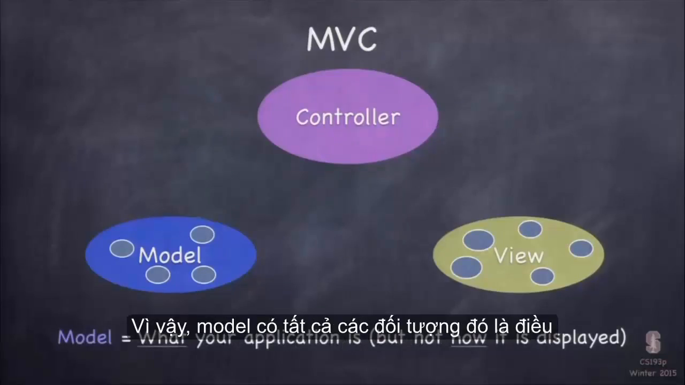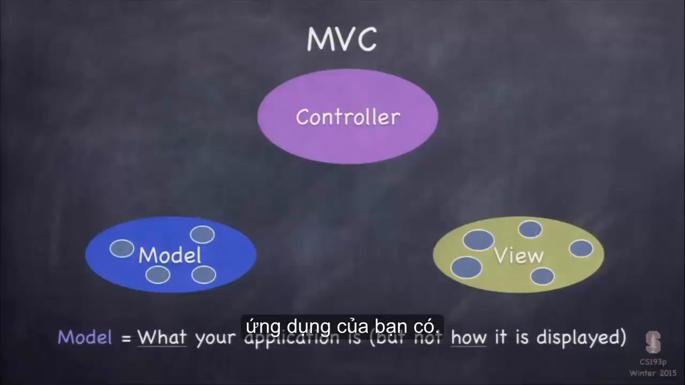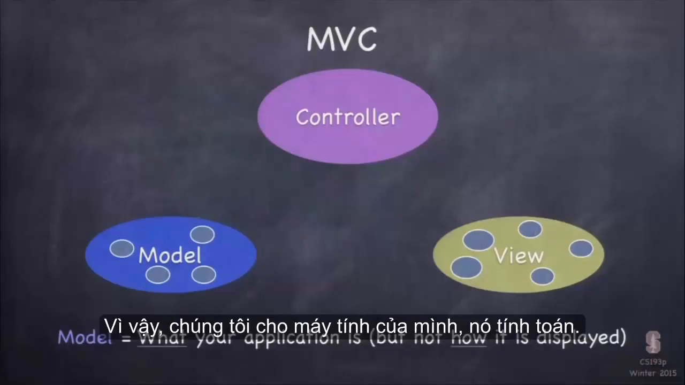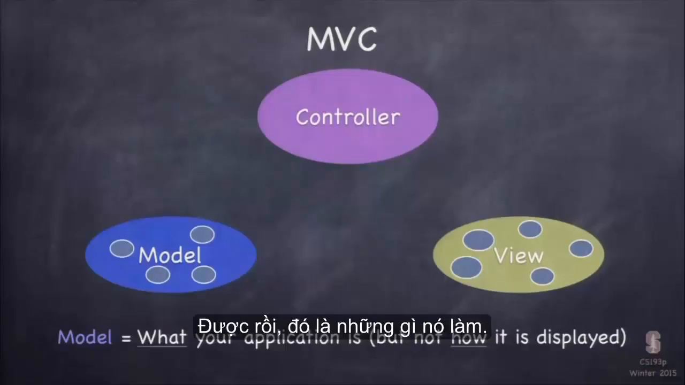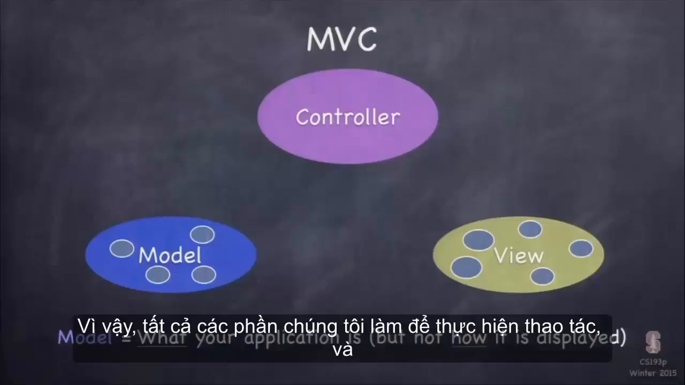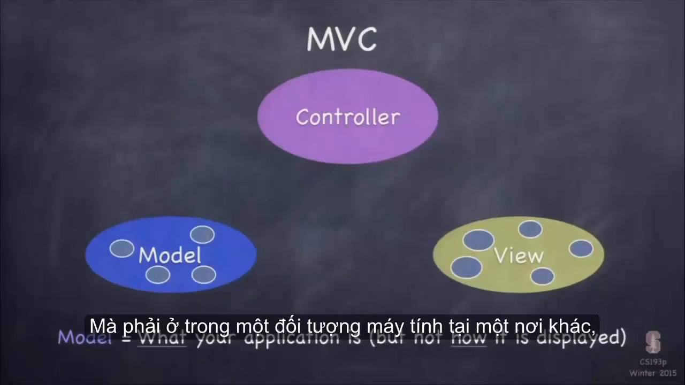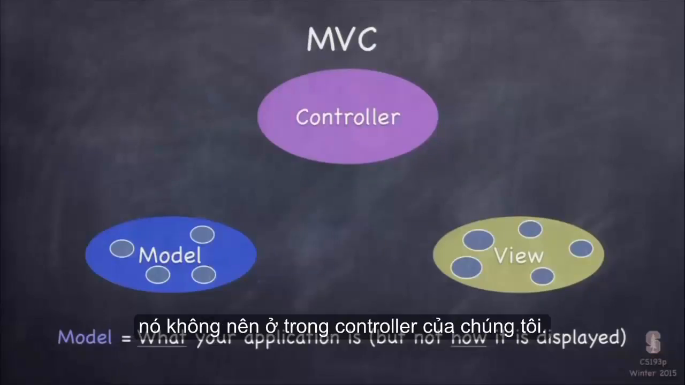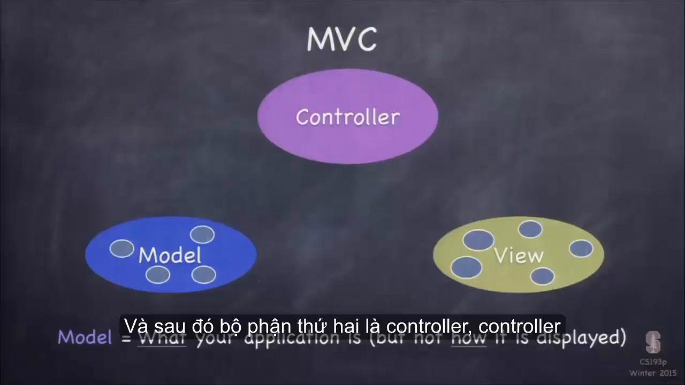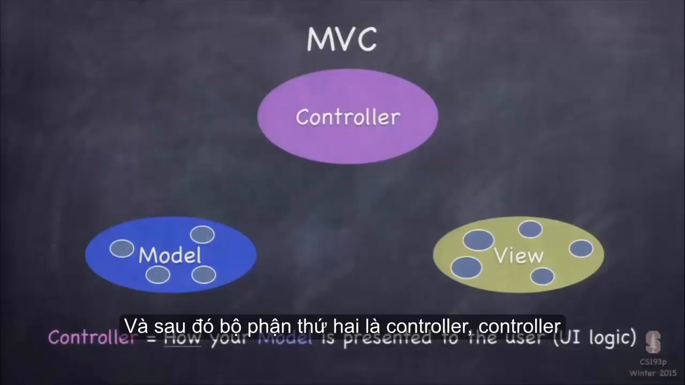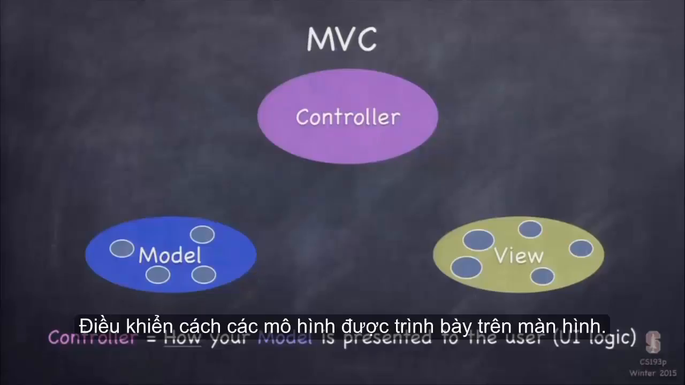The model camp is going to be all the objects that are what your application does. So for our calculator, it calculates. That's what it does. So all the parts where we're doing perform operation and all that stuff, that's all calculator stuff. That should be in a calculator object somewhere else. It shouldn't be in our controller. And then the second camp is the controller. The controller controls how the model is presented on screen.